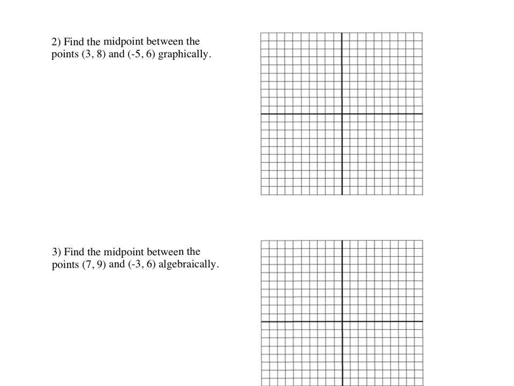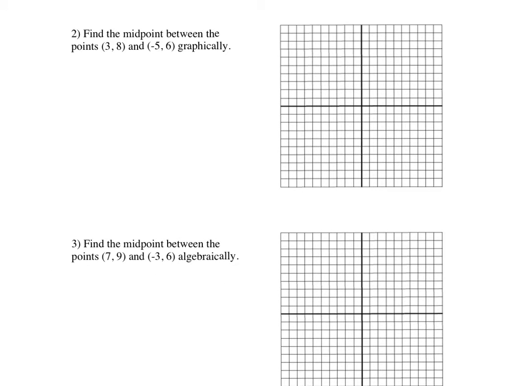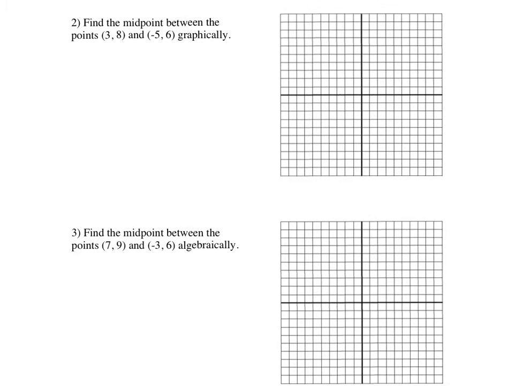Okay, let's look at a few more questions. Okay, so again, we're going to be finding the midpoint between these 2 points graphically. And then we'll continue into finding some of them algebraically. But again, let's just start by graphing them. So I'm going to graph my points at 3, 8, and then -5, 6. All right, so I just drew my points, and now I connected them with a nice straight line because I want to find the point that's exactly halfway between those two.